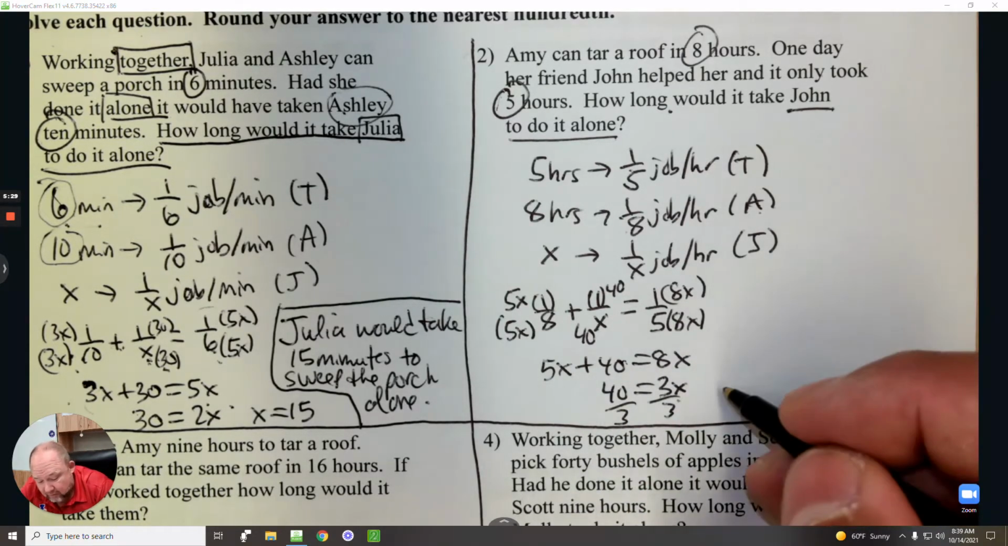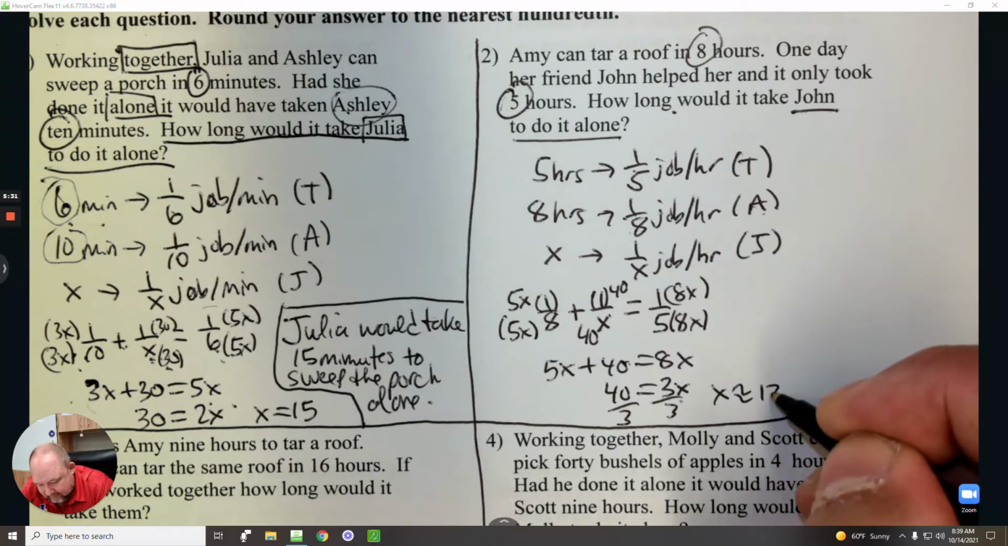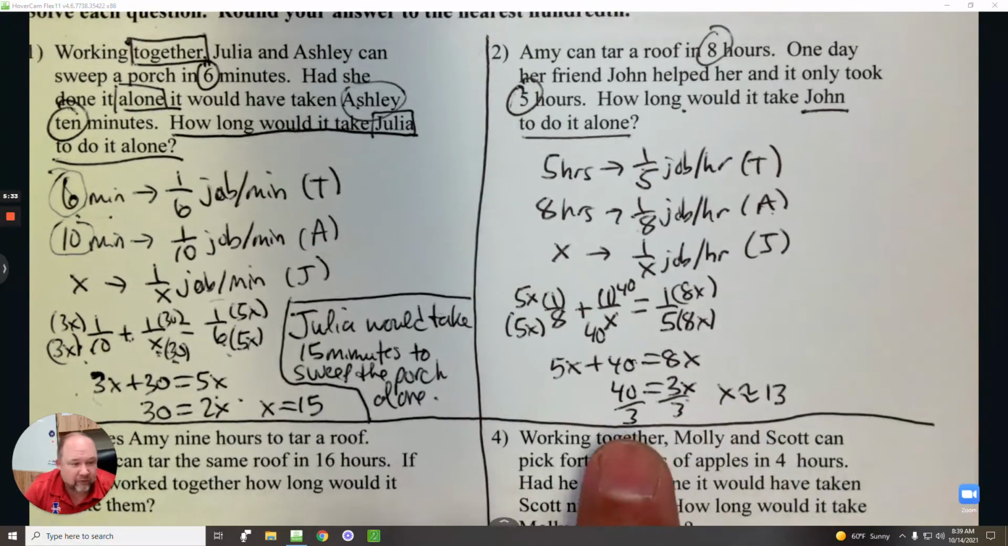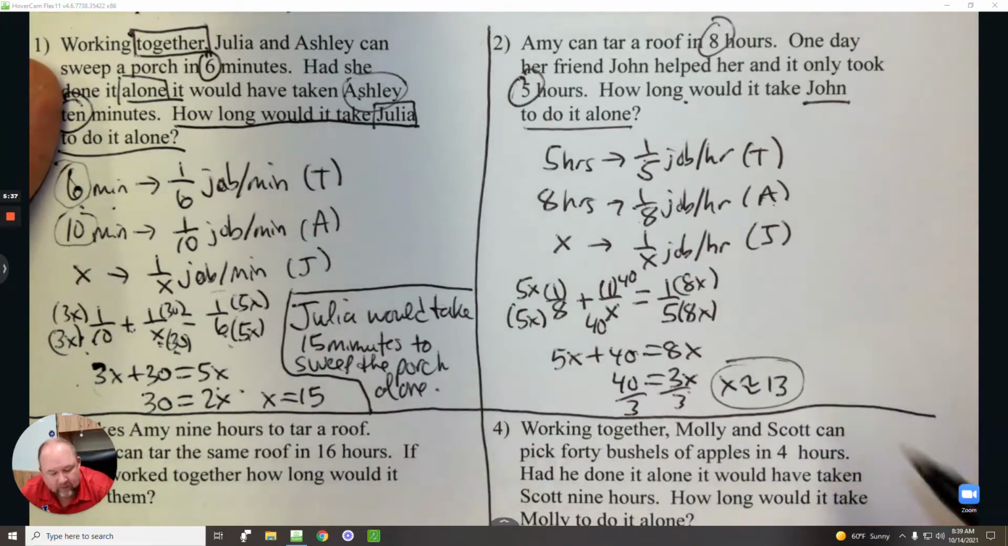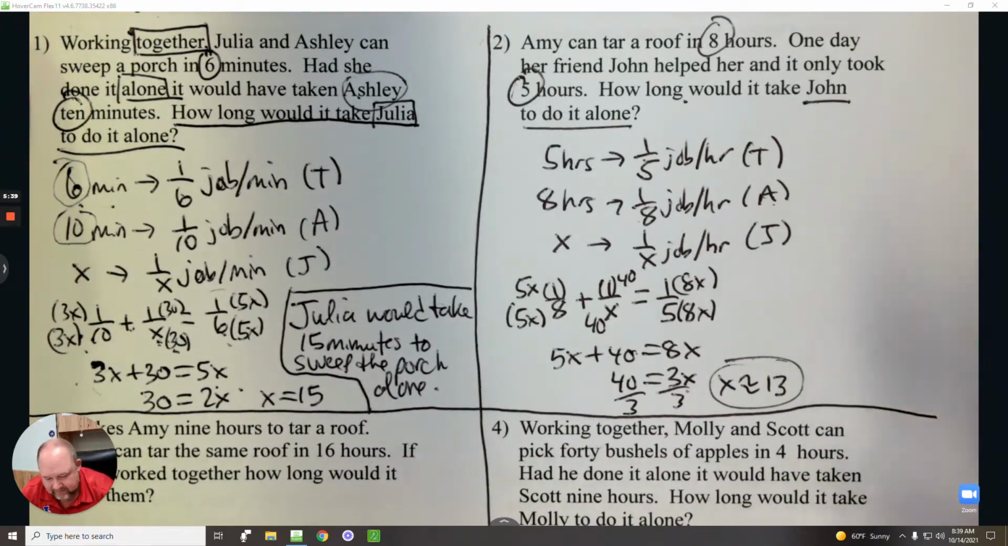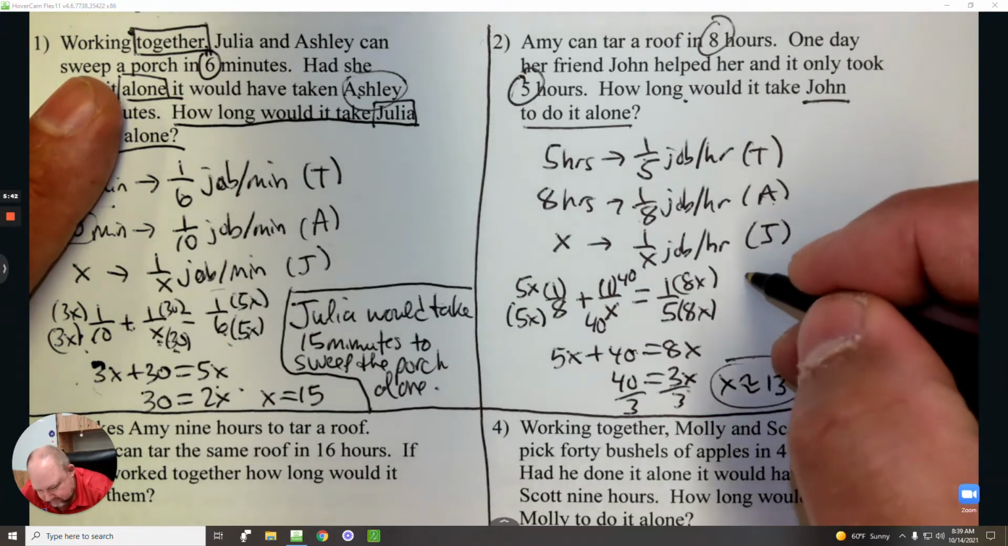Now 3 doesn't go into 40 evenly, but it's really close to 13. So 3 times 13 is 39. So approximately how long would it take John to do it alone? In about 13 hours.